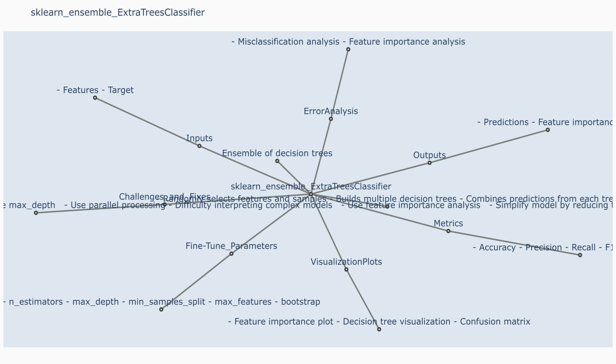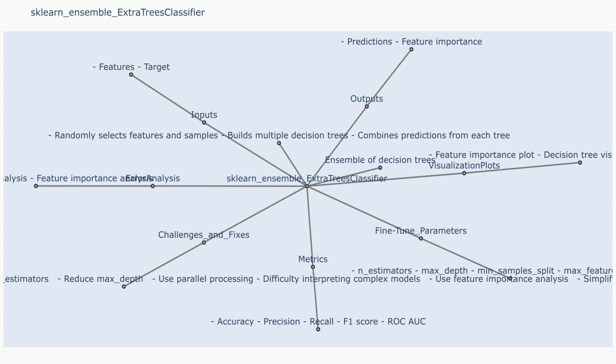sklearn.ensemble.ExtraTreesClassifier. Description: ExtraTreesClassifier is a powerful ensemble learning method that leverages multiple decision trees to make predictions. It builds upon the random forest algorithm, introducing additional randomness in the feature selection process during the tree construction. This randomness allows ExtraTreesClassifier to be more robust to overfitting and less susceptible to noise in the data.